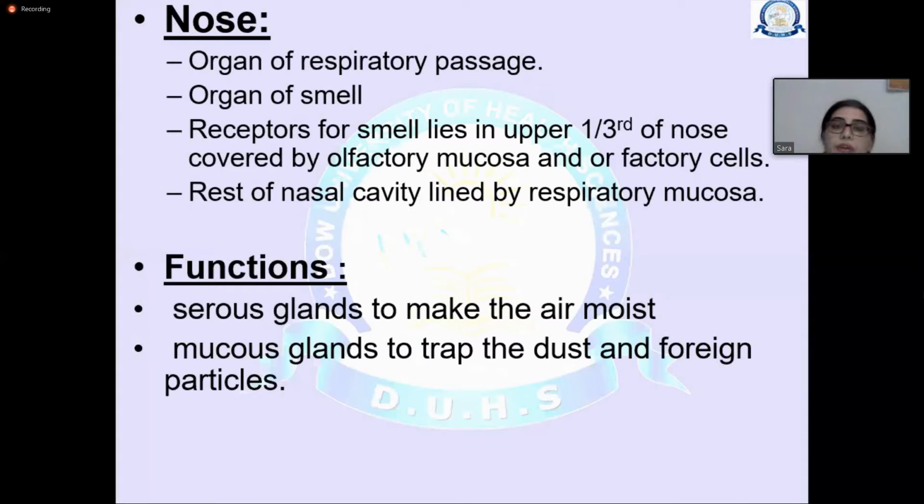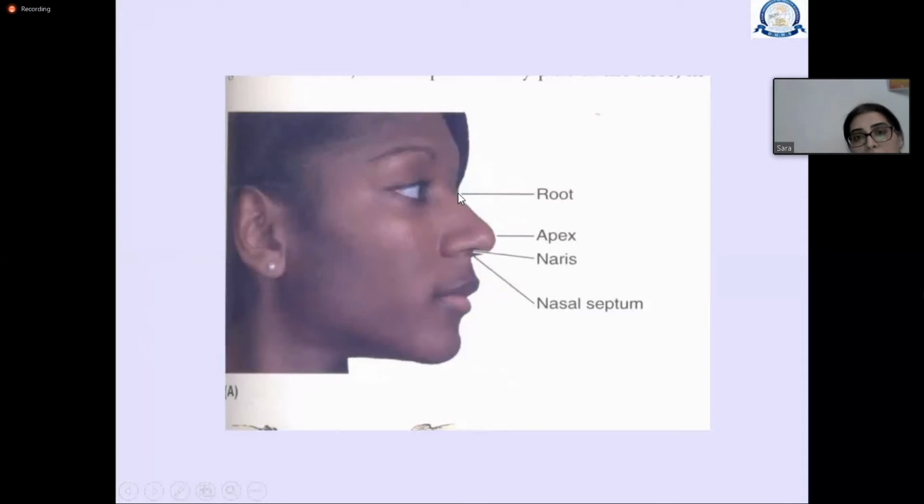Okay? The superior 1/3 of the nose is concerned with olfaction, that is the sense of smell, whereas the 2/3 of the nose are the passages or the air conducting passages. The functions, you have a number of serous glands to make the air moist and mucous glands to trap the dust. So along with the hair follicles that are coarse hair present onto the skin, that is the distal part of nose, which have the ability to trap the foreign material or the foreign particles.